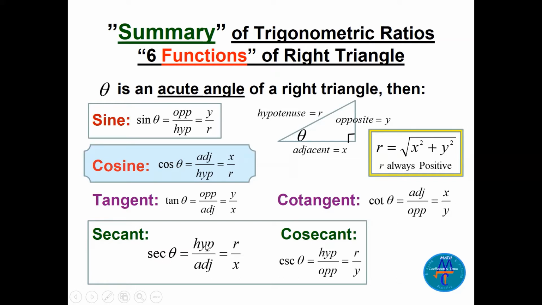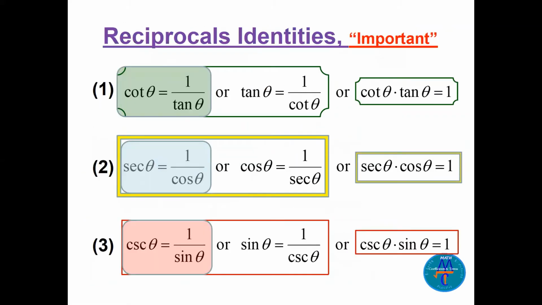Secant theta is hypotenuse over adjacent, which is r over x. This is the reciprocal of the cosine. Cosine is x over r, and this is r over x. Cosecant theta will be r over y, which is the hypotenuse over the opposite. So this is the reciprocal of sine. Sine is y over r, cosecant r over y. Just remember these nice, easy formulas. Here I'm mentioning the reciprocals, just in case.